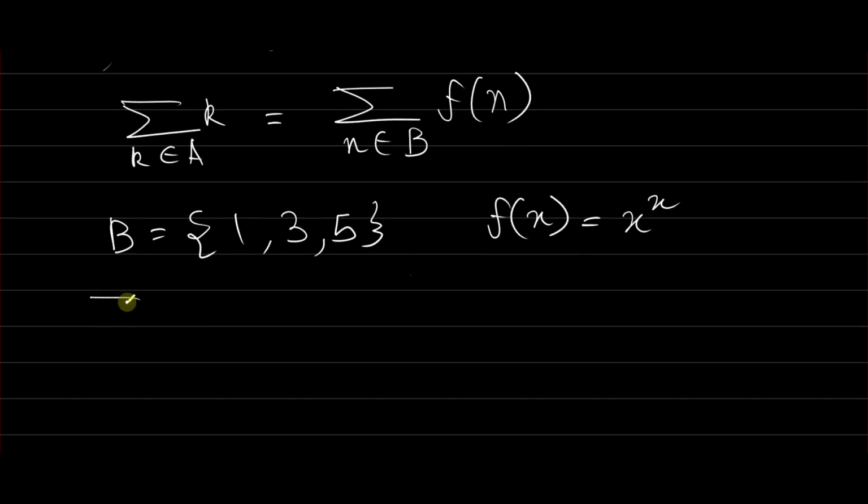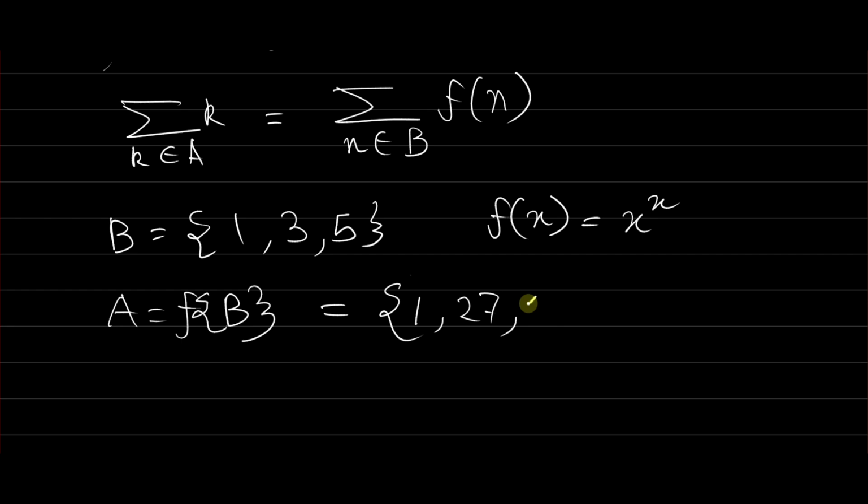So let's say B is equal to {1, 3, 5}. Simple example. And f of x is equal to x. X squared is boring. Let's just take x to the power x. That's a good function, isn't it? So if we want to add all elements, let A be equal to f of B. So that means x to the power x: 1 to the power 1, 3 to the power 3, that is 27, 5 to the power 5, which is 3125.